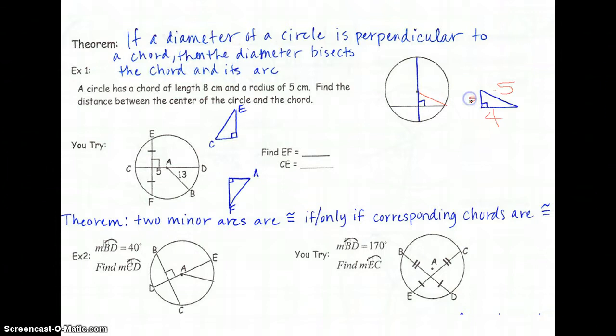So then this length here would be 3. And then I know that if, again, this is 3 here, then the piece that's missing is 2. So find the distance between the center of the circle and the chord would be this distance right here. So my answer would simply be 2 centimeters.